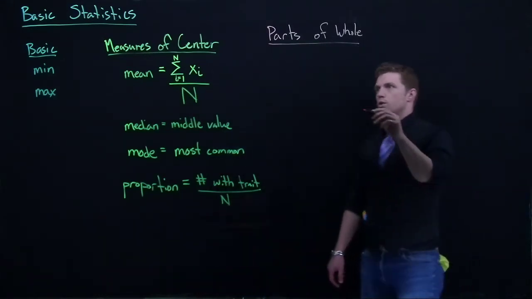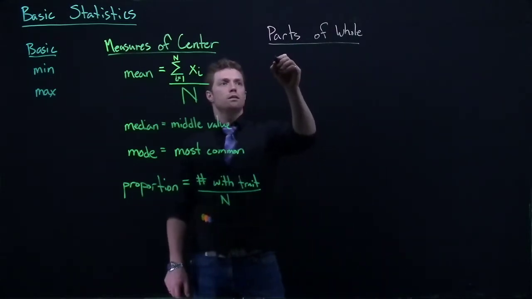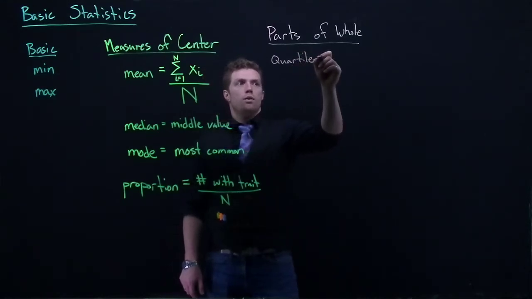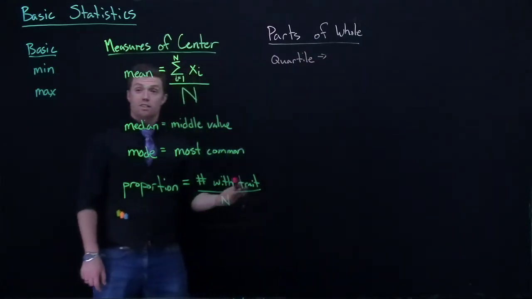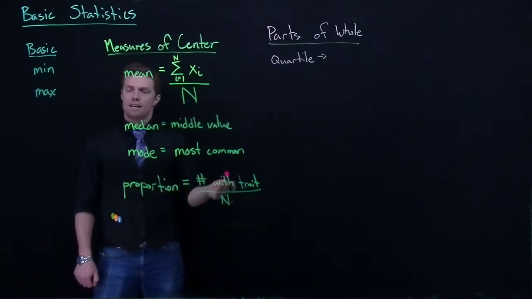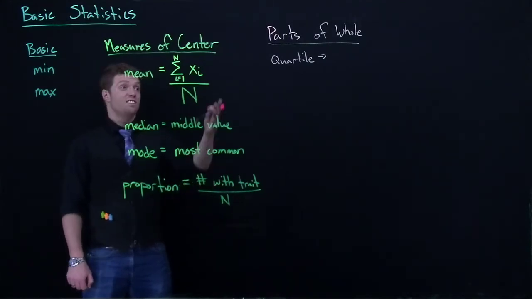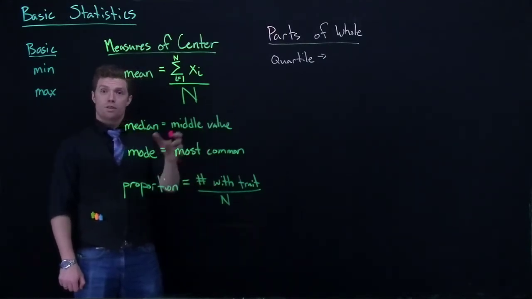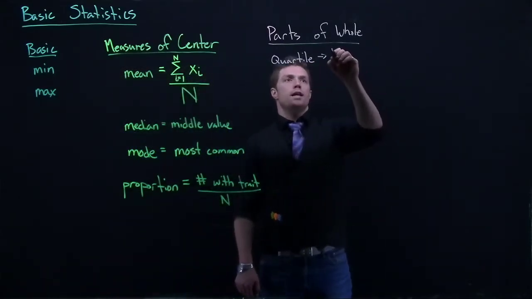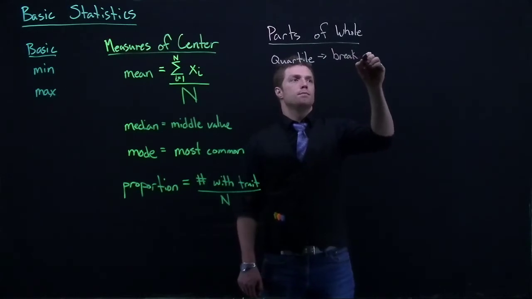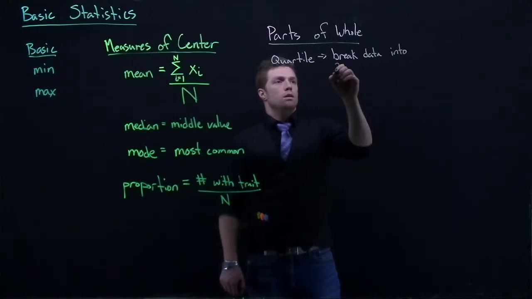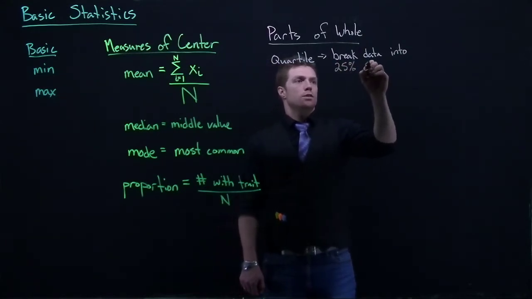I'm going to start off with what's called a quartile. Quartiles are handy. They're easy to remember because you can just think of the word quarter, or we're going to break our entire data into 25% chunks. This is how a box plot is built. We put them into these 25% chunks. So let's say break data into 25% chunks.